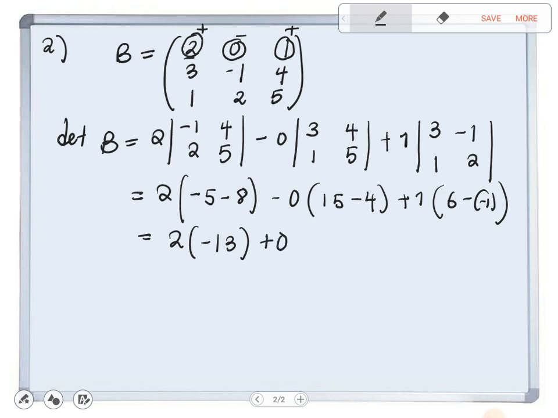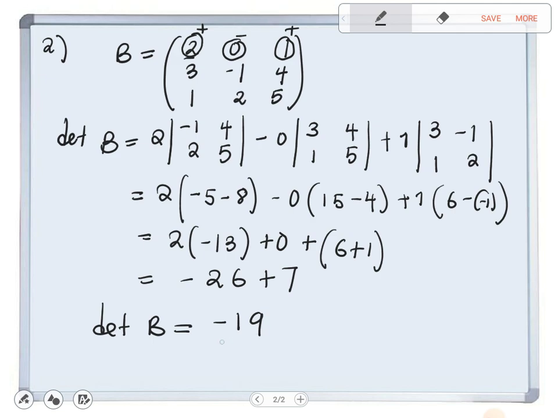And here just is plus, 6 plus 1. So I'm going to get negative 26 here, and plus 7. So the determinant of B should be negative 19, right? As your determinant. So this is how you find the determinant of a 3 by 3 matrix.